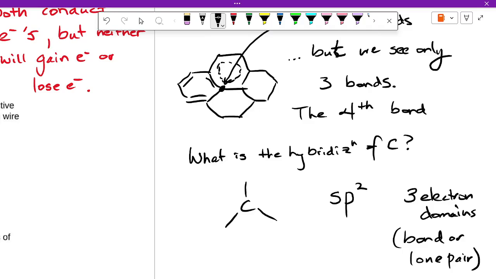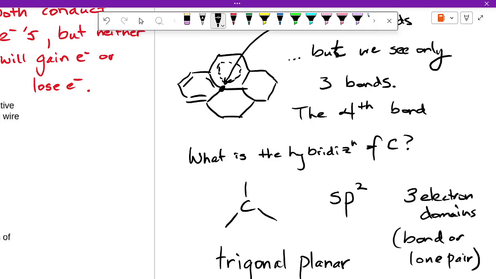And what shape is this? Almost triangular, but not quite triangular. Trigonal planar. Pyramidal would be like this, where you have a lone pair up on the top, pushing those other electrons away. Okay, so that's just a little quick review.